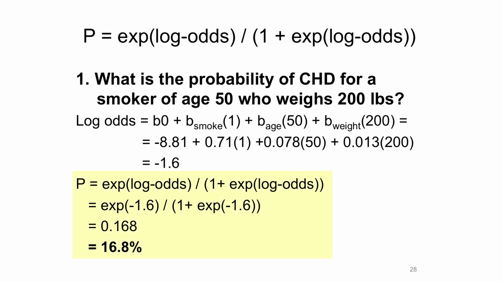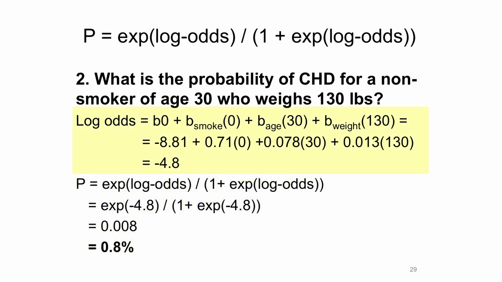We then use the formula to convert the log odds to a probability. This tells us that there is a 16.8% probability of CHD for a smoker of age 50 who weighs 200 pounds. We followed the same process for a non-smoker of age 30 who weighs 130 pounds. But we multiplied the smoke coefficient by 0, the age coefficient by 30, and the weight coefficient by 130. This gives us a predicted probability of CHD of 0.8%.